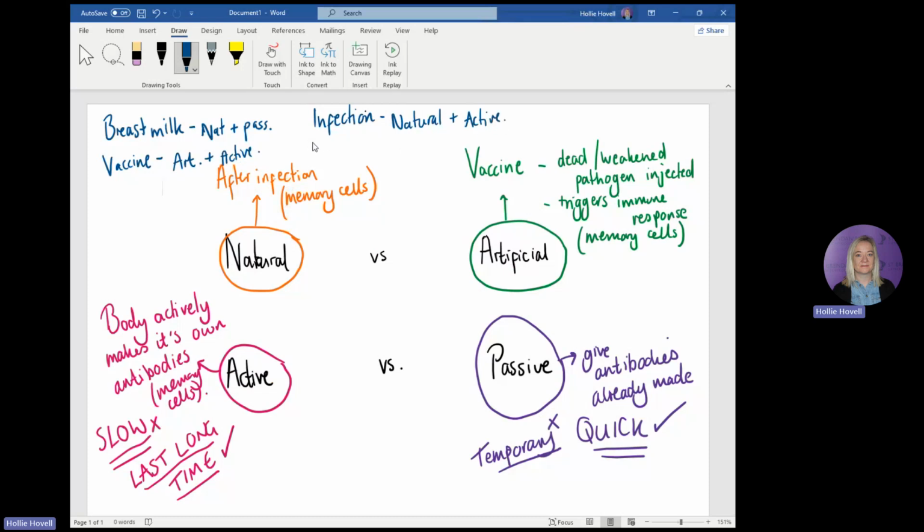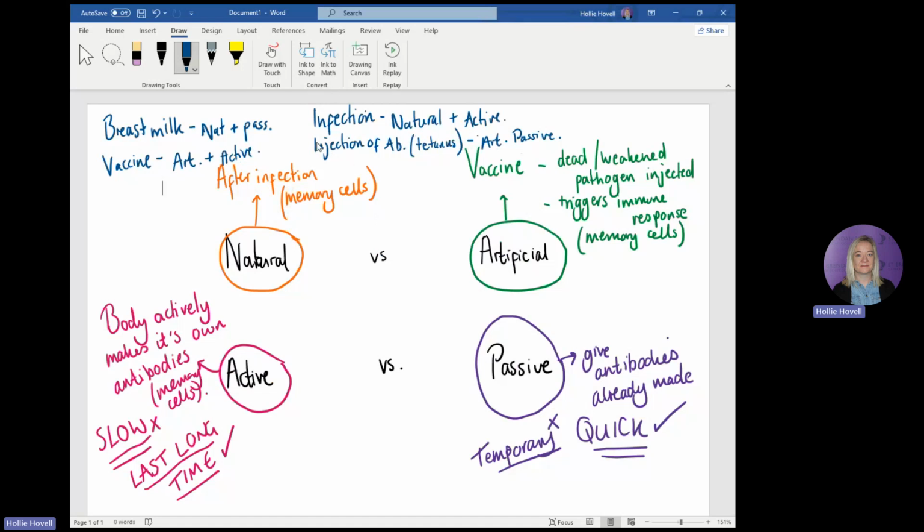Now, the last example that fits into the last kind of combination is when you get an injection of antibodies. Sometimes you get this for things like tetanus, or rabies as well. If you got a rusty nail through your foot and you needed some immunity from it really fast, they might give you an injection. So it's artificial, but it's already got antibodies in it, so it's passive. Same thing for rabies. If you got bitten by a wild dog or something, it's artificial because they give you an injection, but it's passive. They give you ready-made antibodies because you need to be treated really quickly before it makes you ill.